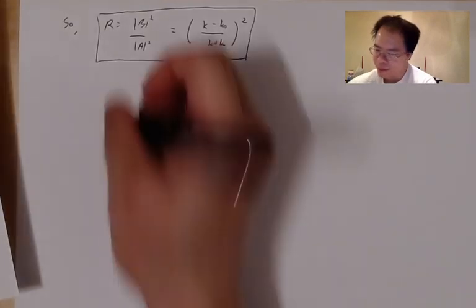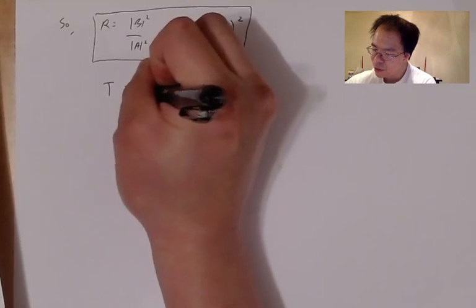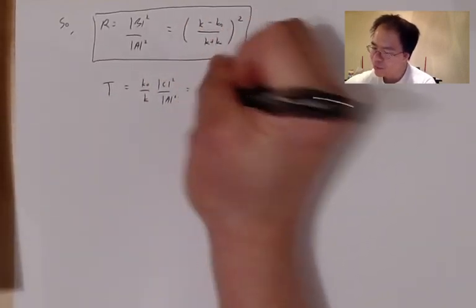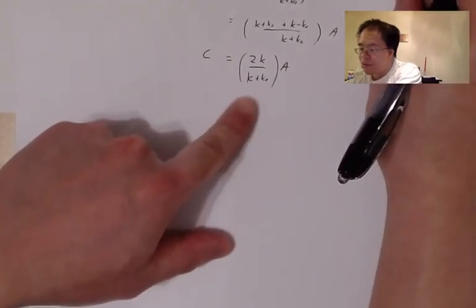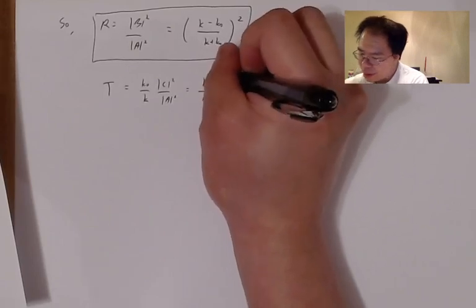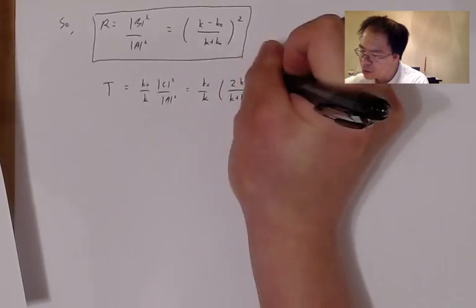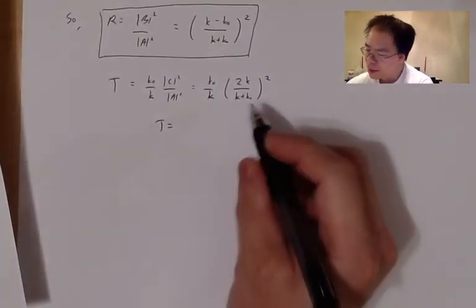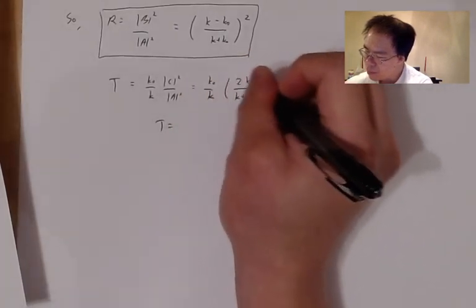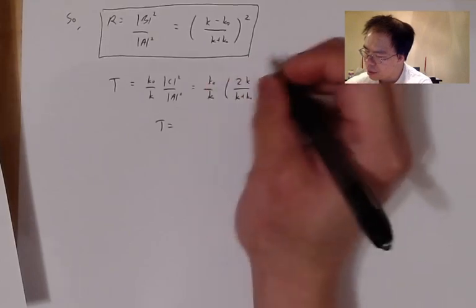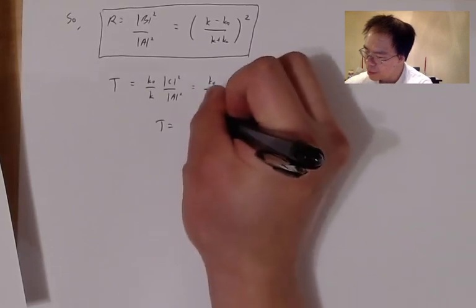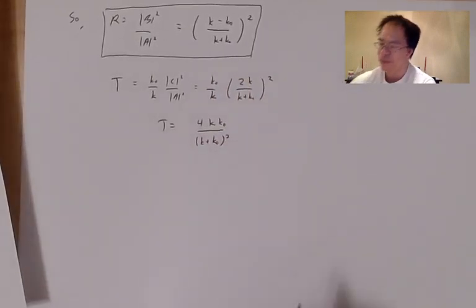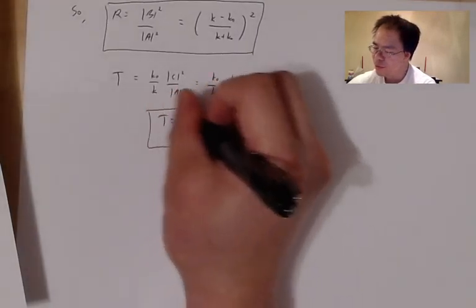And then the transmission coefficient, that's going to be k naught over k, c squared over a modulus squared. And I have c in terms of a here. So c divided by a gives me 2k over k plus k naught, quantity squared. Let's simplify this a little bit. I get 4k squared from squaring this times k naught, but I'm canceling a k, so I have a 4k k naught divided by k plus k naught quantity squared. And that's my transmission coefficient.